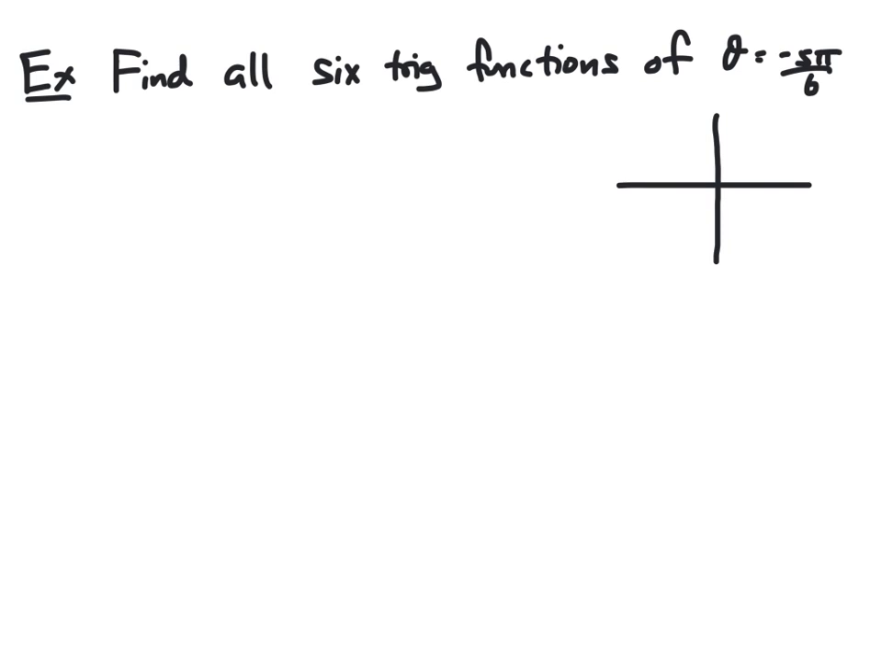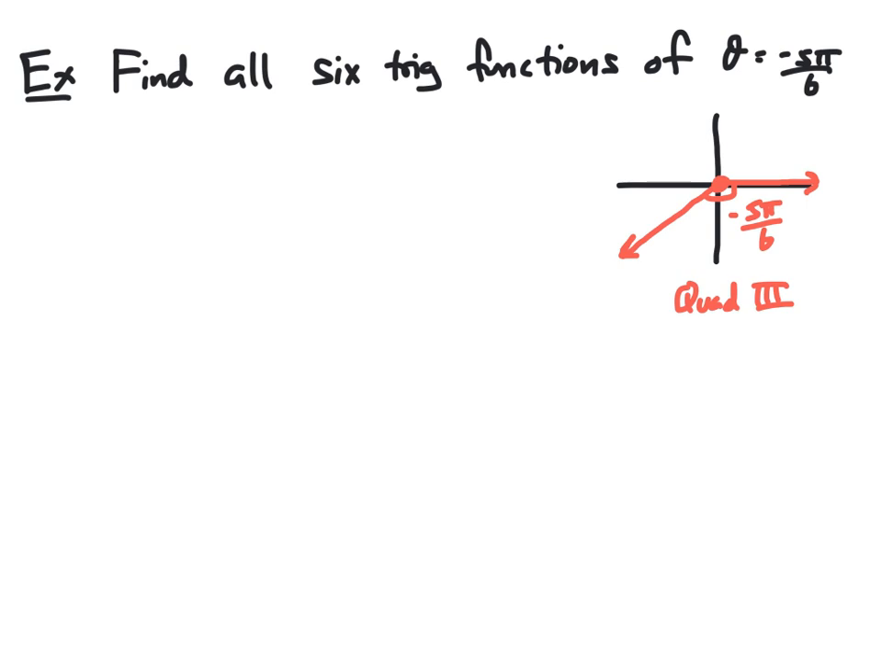We know that this is a negative angle, which means it will rotate clockwise, and it will rotate around 5 pi over 6 radians. This is not quite a half rotation, which would be pi or 6 pi over 6 radians. And so we'll end up with an angle that looks something like this, and the terminal side will lie in quadrant 3.